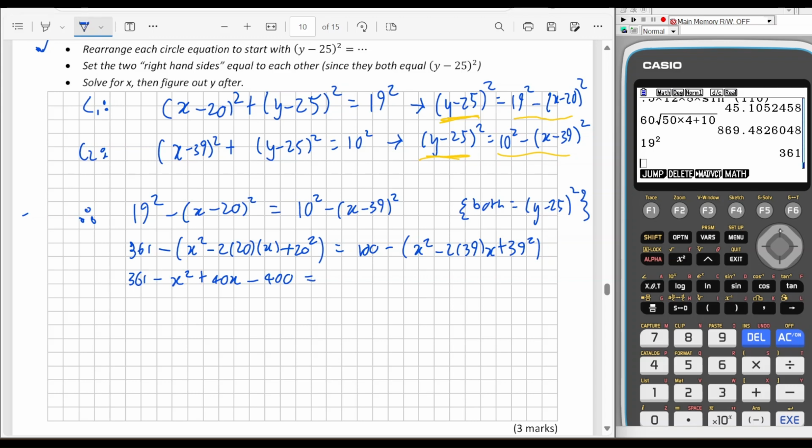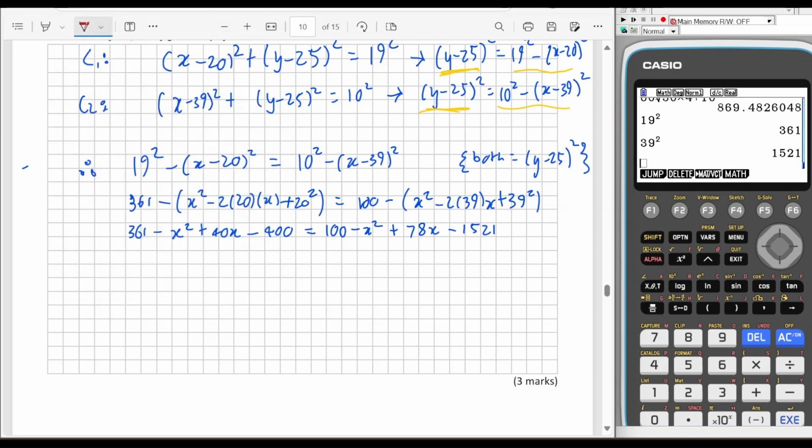Equals, so we got 100 minus x squared, 2 lots of 39 is going to be 78, x plus, and I cannot do 39 squared in my head, 1521. Yeah, I'm expanding that minus into each term, so it's going to be a plus in the middle, and then that will flip to a minus. Okay. Now, we can take away x squared from both sides. Oh, sorry, add x squared to both sides, and they'll cancel off. And then we can start grouping like terms.